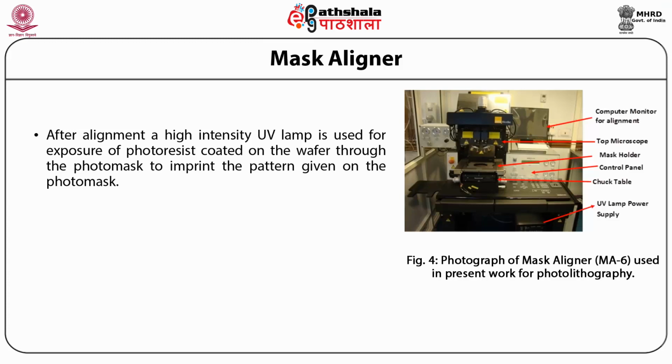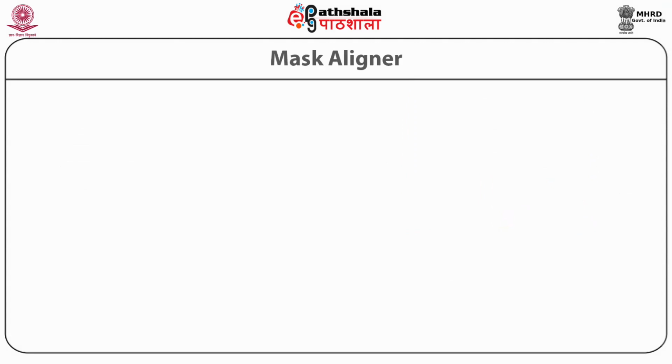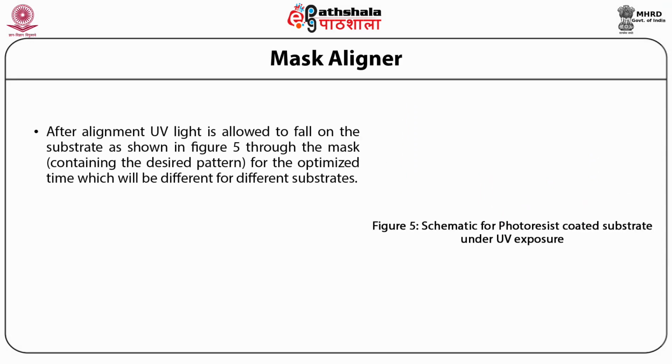So in the figure given here, you can see the isometric view of the top side alignment and the backside alignment system. After the alignment, UV light is allowed to fall on the substrate as shown in the above given figure 5 through a mask containing the desired pattern for the optimized time, which will be different for different substrates. In the given figure 4, you can see the photograph of mask aligner.